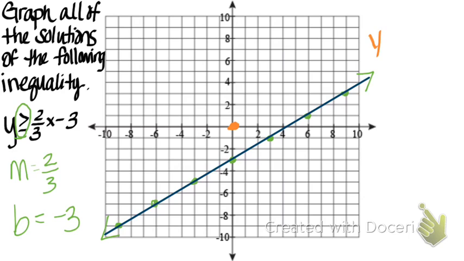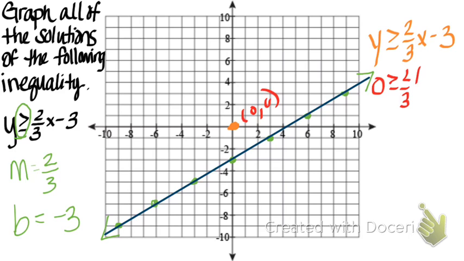So my inequality was y is greater than or equal to 2/3 x minus 3. And I'm going to substitute in the point (0, 0) that I've picked as my test point. So y is 0, greater than or equal to 2/3, and my x value is 0, minus 3. Now I do a little bit of math. 2/3 times 0 is 0, minus 3. And if I subtract 3 from 0, I come up with 0 is greater than or equal to -3.